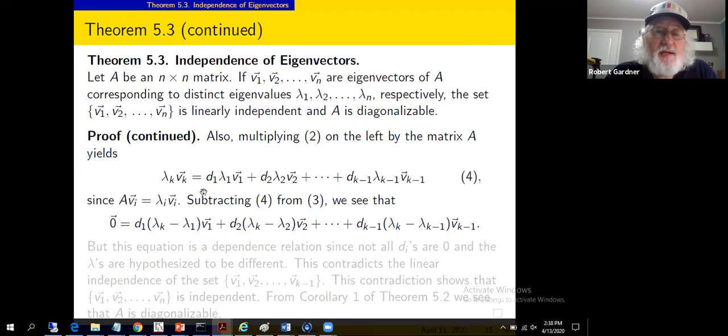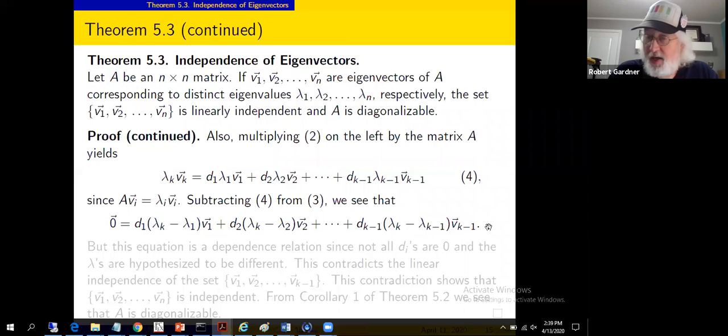On the right-hand side, we had d1 lambda sub k v1 in equation 3. In equation 4, we've got d1 lambda sub 1 v sub 1. So do the subtraction, we'll get d1 times (lambda sub k minus lambda sub 1) v1, d2 times (lambda sub k minus lambda sub 2) v2. So what will happen is we keep lambda sub k as this first term. The coefficients d1, d2, and so forth run through their values. And we'll be subtracting off lambda sub whatever, where the subscript is the same as the subscript for the vector v and the coefficient d. So all these terms are of the same form.